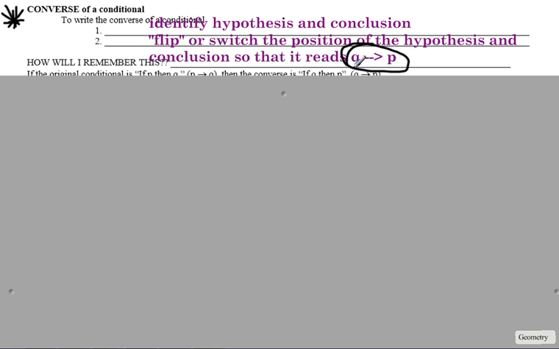This is the part that you really need to have in your notes. The converse is read if Q then P, or flip the hypothesis and the conclusion.